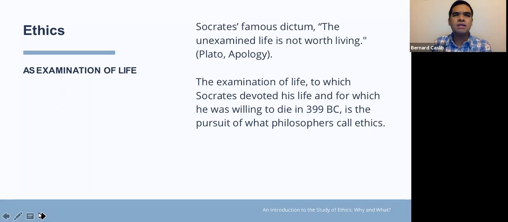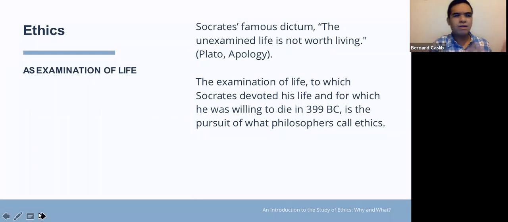It was Socrates who first confronted another issue altogether. It wasn't an issue of that primary principle or arche, but rather the question of what does it mean to live a good life? What does it mean to live a life worth living?